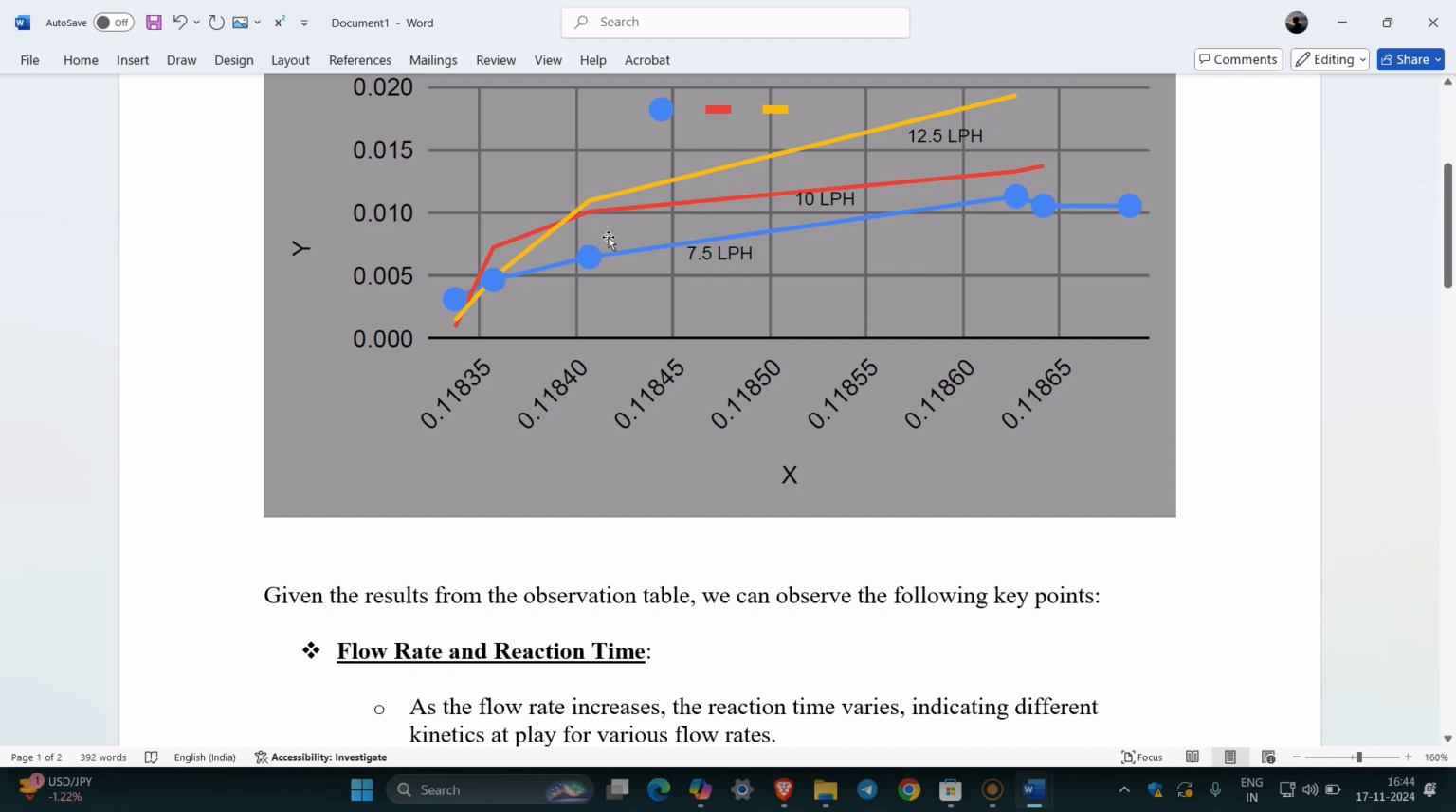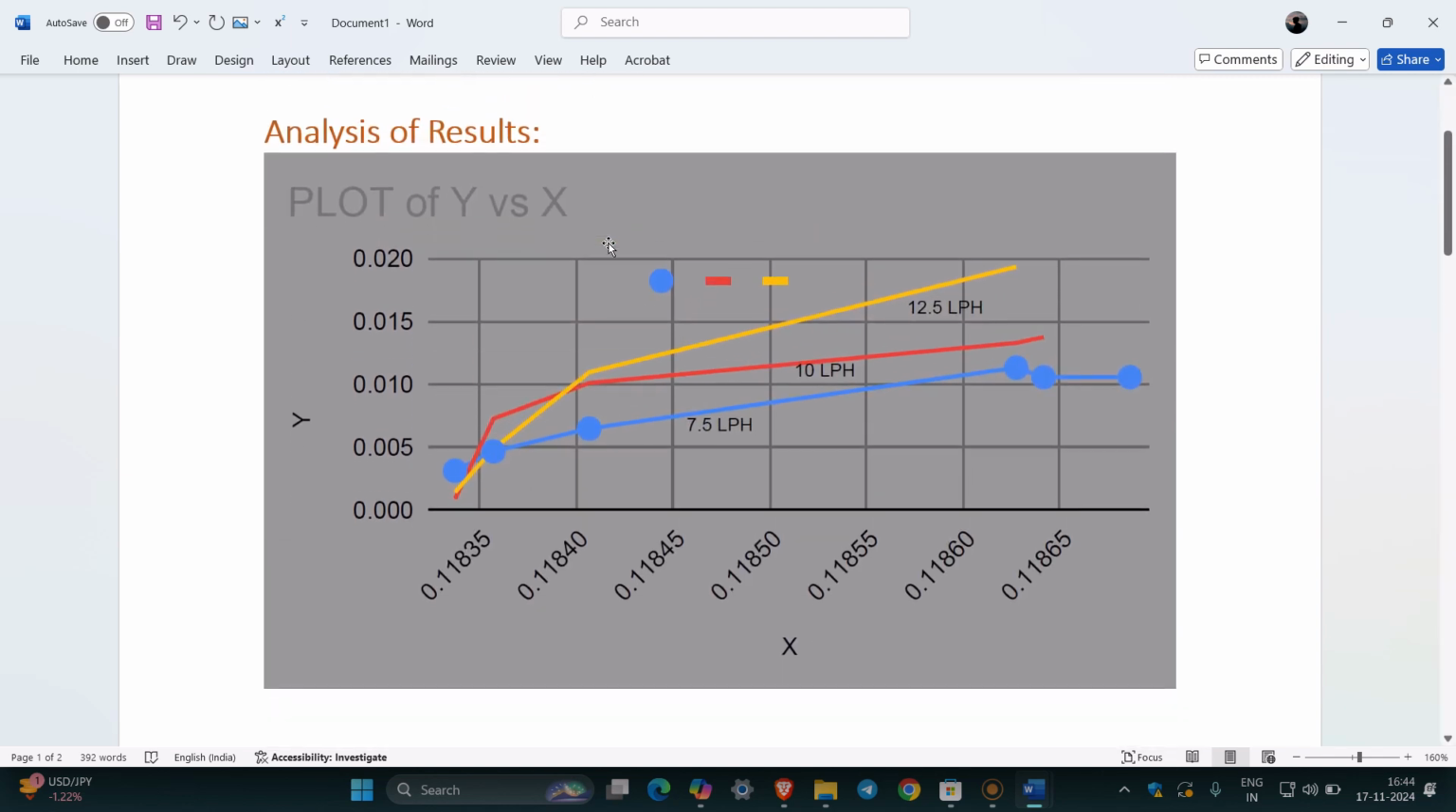By plotting the graph, we will get the value of k, that is, the reaction rate constant, at different flow rates. We can see in the graph that we have plotted the data y versus x at different flow rates. The blue line represents the flow rate at 7.5 lph, the red line represents the flow rate at 10 lph, and the yellow line represents the flow rate at 12.5 lph.